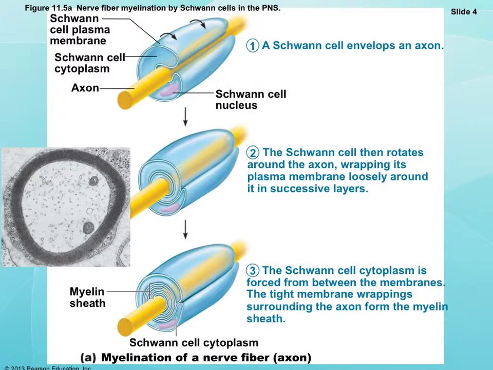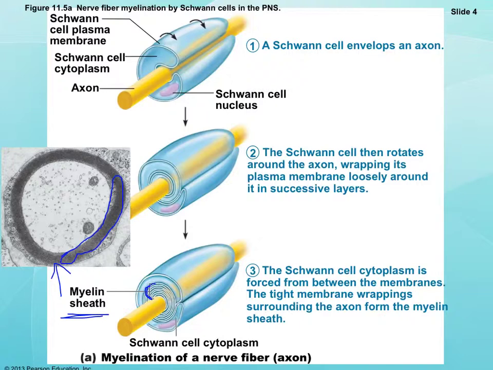And then the cytoplasm is kind of forced out, so you see the myelin sheath is formed. Those cytoplasm are pushed out to the outermost layer. So that's why when you see those myelin sheaths in this picture here, the middle dark part, those dark parts here, those are the cell membrane. Those are the many layers of the cell membrane, just like this part.